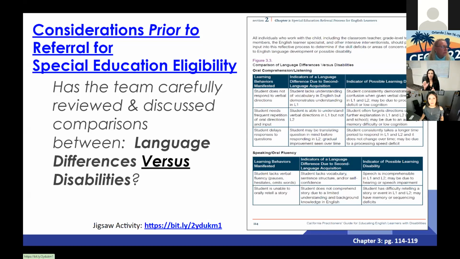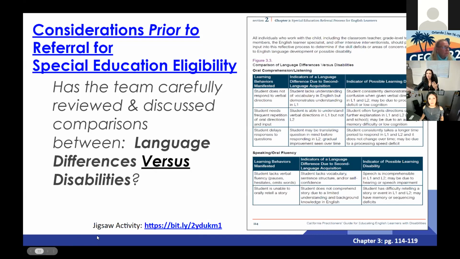And then again, those indicators of possible or potential learning disability where processing disorders may be noted. So again, this particular resource is for you to utilize with your teams as a starting point for conversations to help you identify where perhaps further data is necessary, where further interventions may be necessary. So again, this is a jigsaw activity that's linked in. You can take it, use it with your teams as you see appropriate.